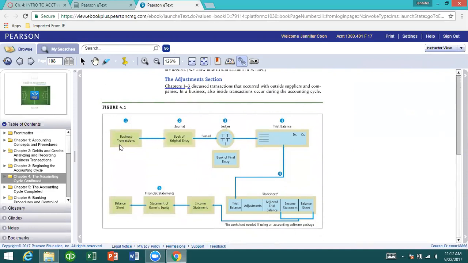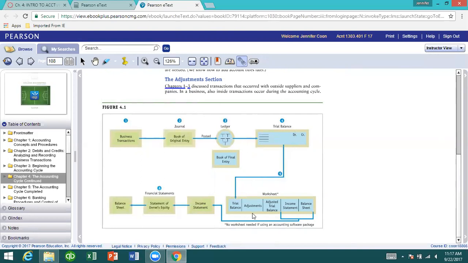So all of our business transactions happen, and then we journalize them in our journal. It's the book of entry. And then we post them into the ledger, which we learn about is all of our accounts and what are their account balances. And so that's called the final book of entry. Then we go in and prepare a trial balance, and that's where we have to find out, do our debits and credits equal? After that, this worksheet is optional.